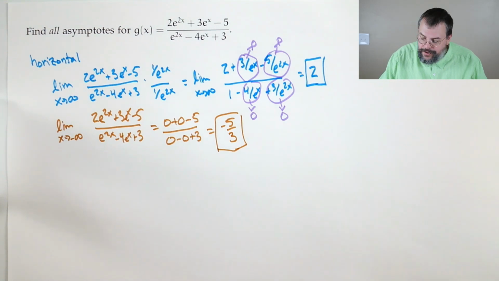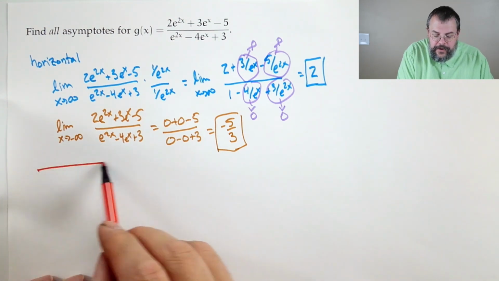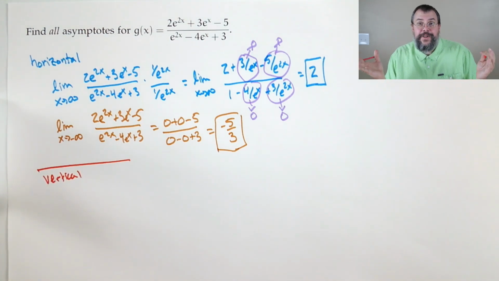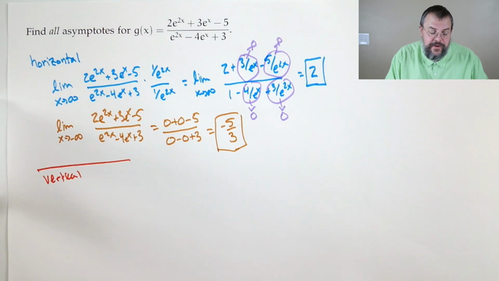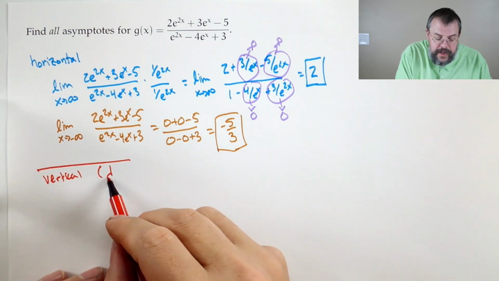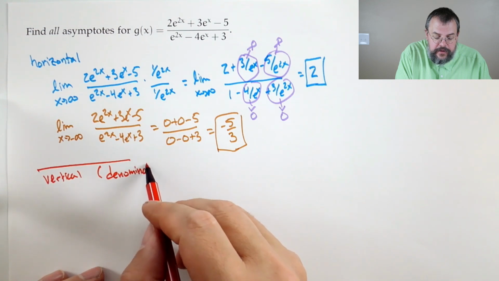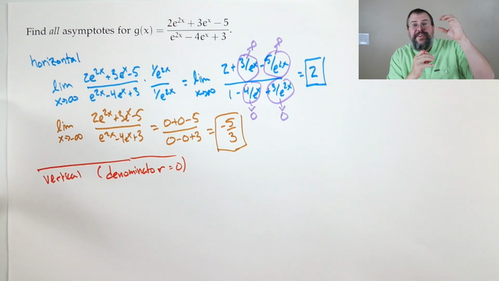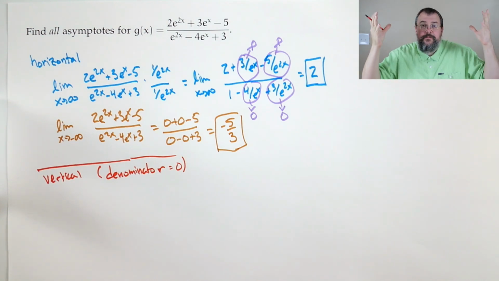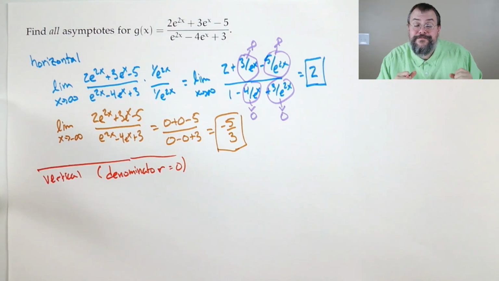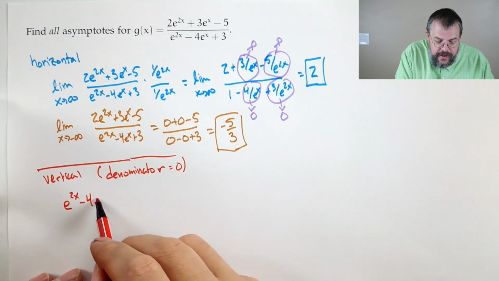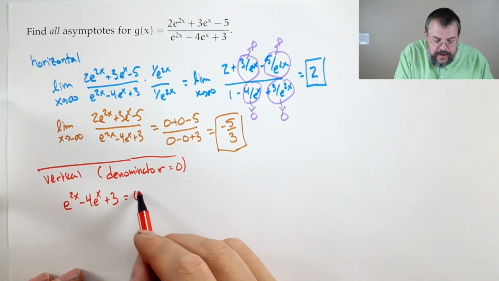All right, cool. Halfway done, right? Now, where do we find the vertical? Well, for the vertical, we need to think about where the vertical asymptotes could occur. So for the vertical, look for the denominator equals 0. That would be where we have a divide by 0. So it's something divided by 0, and that means something is probably breaking, like an asymptote. Okay, so let's look at it. e^(2x) - 4e^x + 3 = 0.